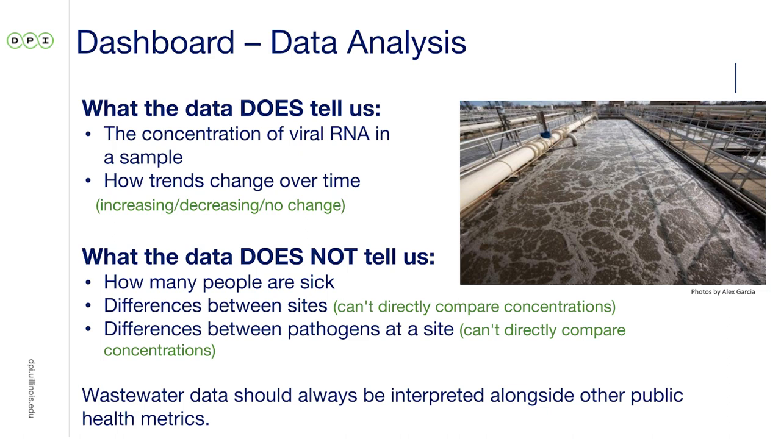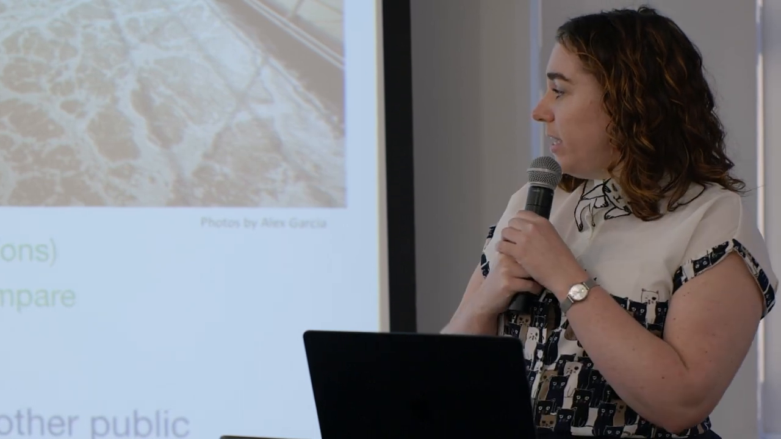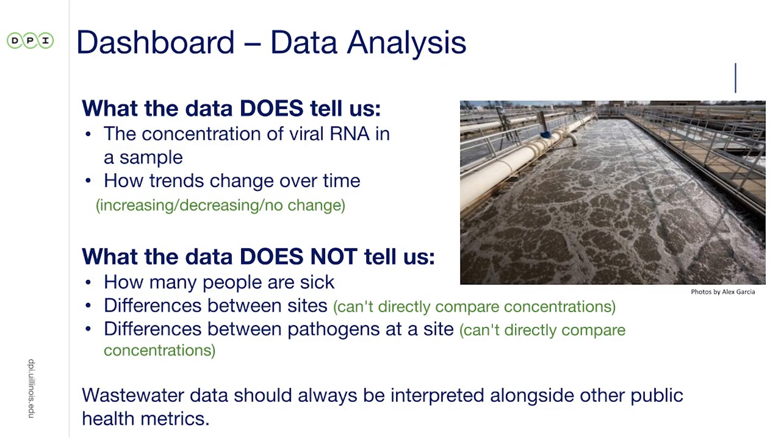Along the same lines, we also discourage comparing between the different pathogens, even at a single site. So influenza, RSV, and SARS-CoV-2 are all distinct viruses. And so 5,000 gene copies of influenza A and 5,000 gene copies per liter of SARS-CoV-2 might mean two totally different things. And so we discourage you from comparing those. And as always, wastewater data should be interpreted alongside other public health metrics and not in isolation.